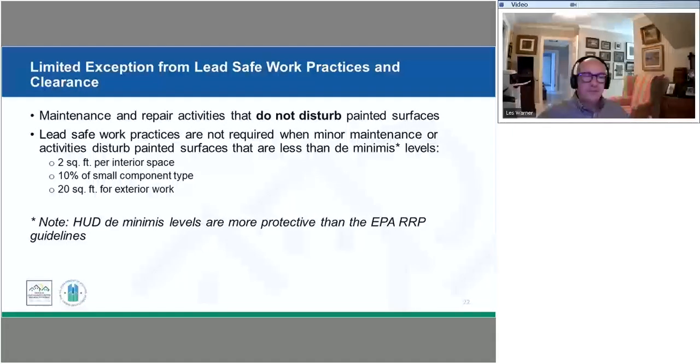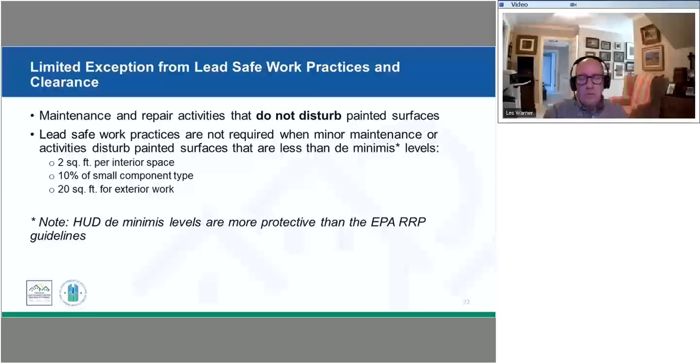Also, some things that we might be doing that would be exempted from the lead-safe work practices and clearance requirements. If we were doing some kind of maintenance or repair activity that didn't actually disturb any painted surfaces. So, maybe we are putting in a new water heater for a unit. If we're not disturbing any painted surfaces, we don't have to follow the lead-safe work practices that we're going to be talking about a little bit later, and you wouldn't be required to then have clearance done as part of that.